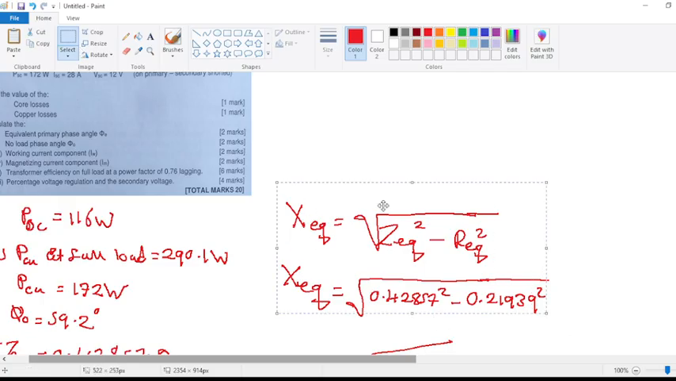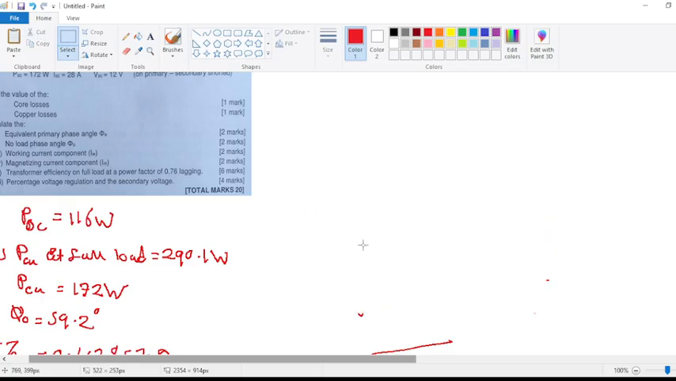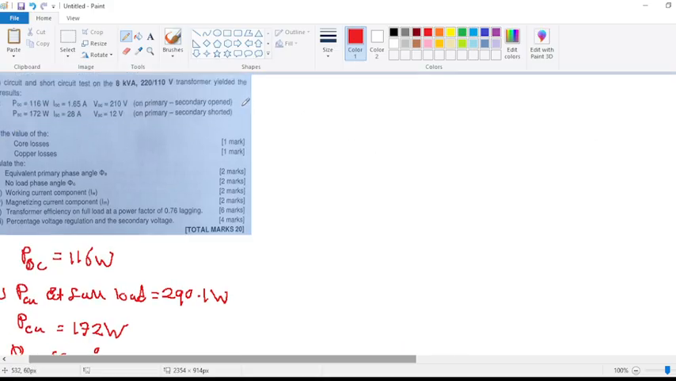Let me just try to erase this. Okay, so now we start. The no load phase angle that we have to calculate is nothing but the angle from the open circuit test, which is dealing with the power factor. So for us to calculate the no load phase angle, we have to know the power factor on the open circuit test side. So how do you calculate this?